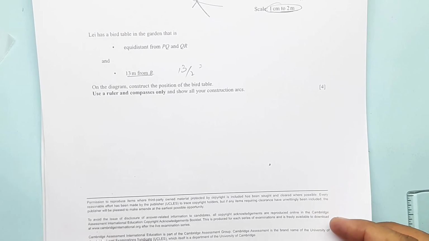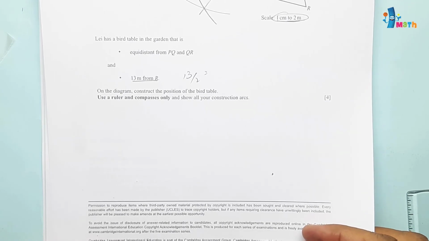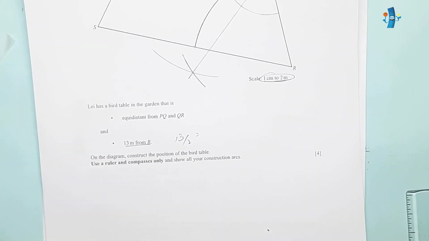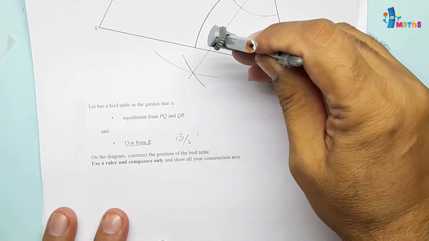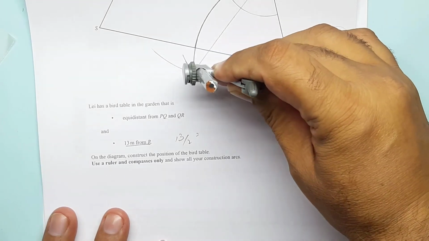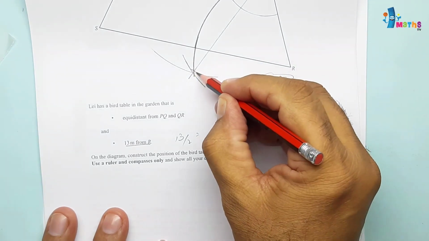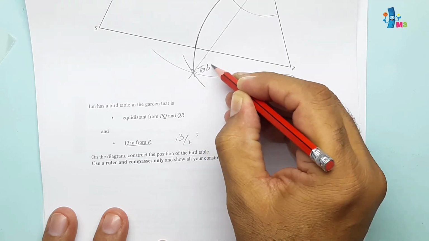Now construct the position of the bird table. We have to show the position of the bird table. So we can extend this arc up to this one. So this will be the position where it will be intersecting. So this will be the position of the table.